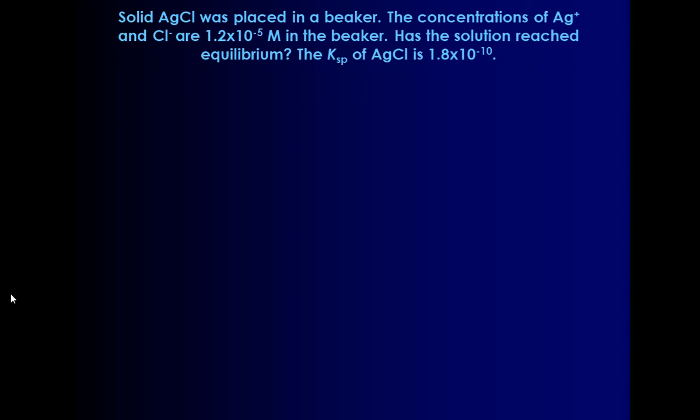The first one, we've got silver chloride that was put into a beaker, and we're told what the concentrations were of silver and chlorine in the beaker. And we want to know, is this solution at equilibrium? Is our Q equal to our KSP? So to determine what our Q is and to be able to compare it to our KSP, we need to know what the KSP expression will look like for this particular solid.